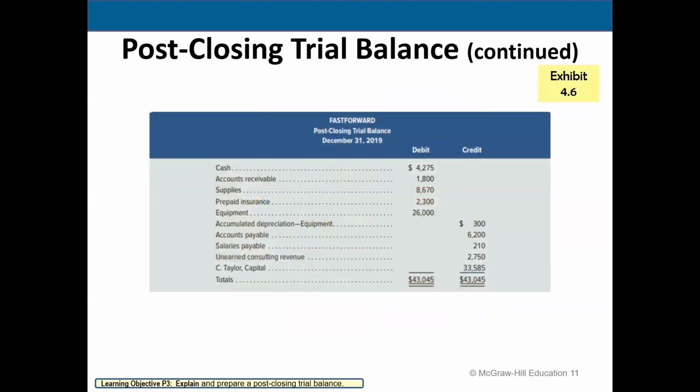After we do that, we'll have what's called a post-closing trial balance. This will be the balance of all of our accounts after the closing process. You'll notice that on the post-closing trial balance, there are only asset, liability, and equity accounts. There will not be any revenue or expense accounts or owner withdrawals, because they've all been closed. They all have a balance of zero. So once we've closed everything, we create a post-closing trial balance, and that's our balances for starting the next financial period in January.